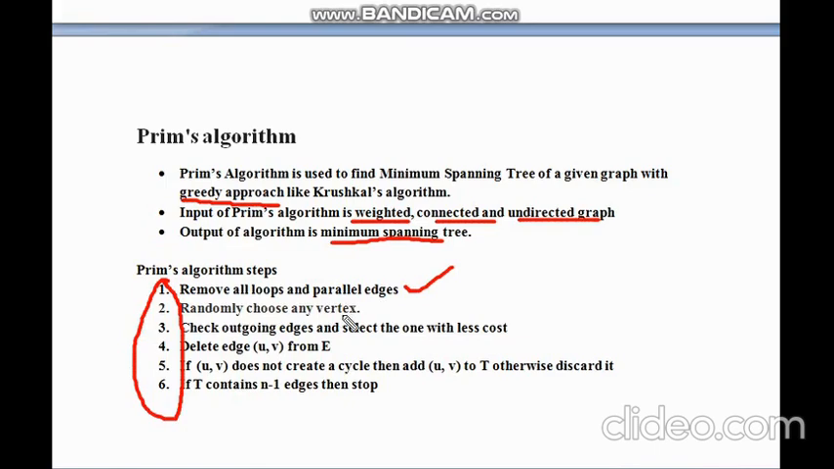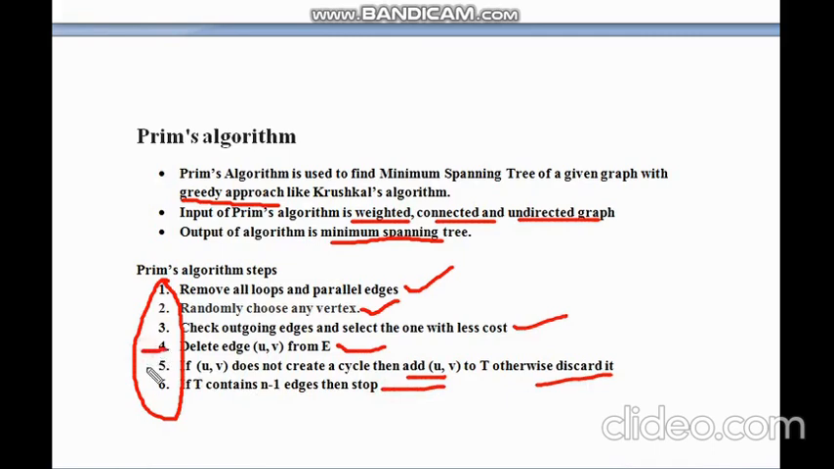And here in Kruskal's algorithm we are selecting an edge from the edge set which is the minimum or least cost, whereas in Prim's algorithm we are selecting a vertex randomly. You can pick any vertex randomly, right? Then check the edges and select the one with less cost, and delete edge u comma v from E, and if that u comma v is forming a cycle, discard it, otherwise add it. Then if T contains n minus 1 edges, stop.